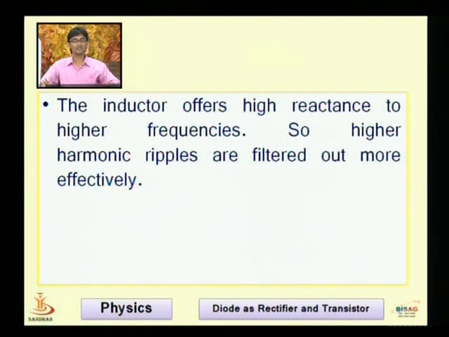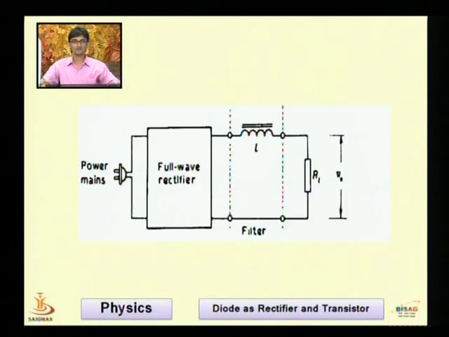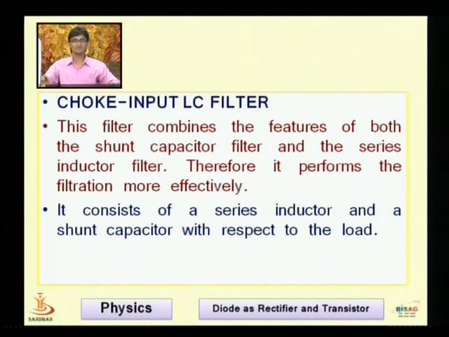So higher harmonic ripples, the higher the ripples, can be easily removed with the help of such inductive components. Here is the way to connect that inductive filter into the circuit. Full wave rectifier, in series there is an inductor and the load resistor. This was the second way.